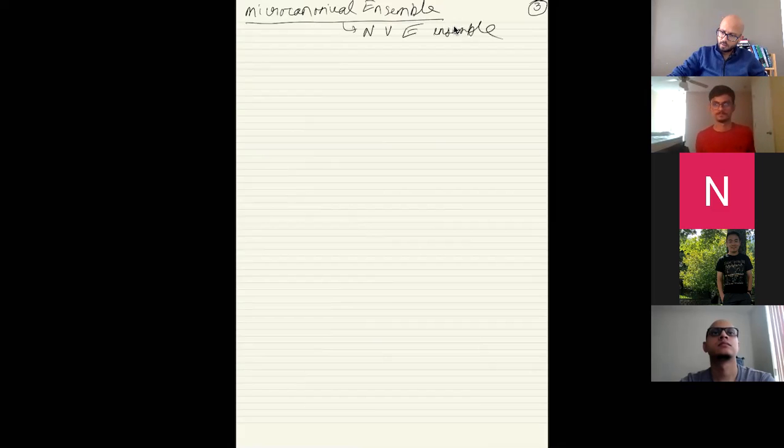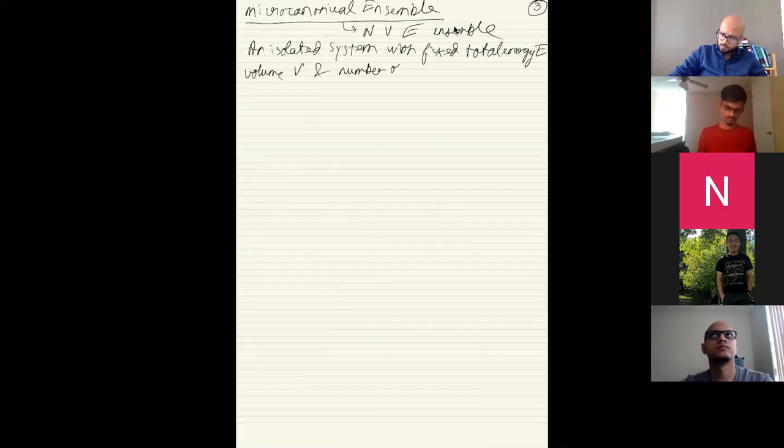So this is an isolated system with fixed total energy E, volume V, and number of particles N. These are our 3 macroscopic constraints that we have specified on the system.